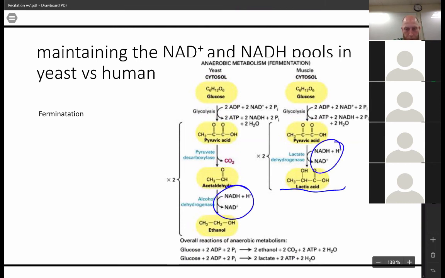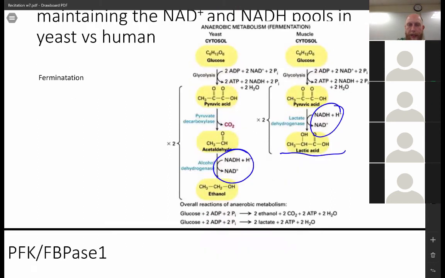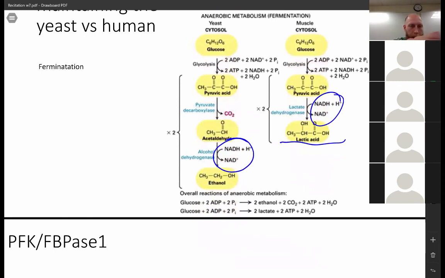So, yeast figured out a way to make something that we like, whereas we make something that hurts us a little bit. Or I guess not hurt, but makes us uncomfortable when we exercise, when we're out of shape.